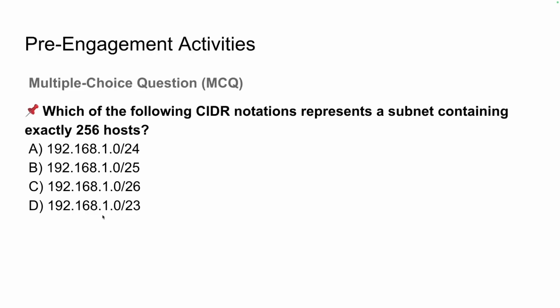If you have a /23, it would be 192.168, and then this would not be a 1. It would be a different number. I don't know the exact number. There's a free subnet calculator that you can use to verify this. And then 25 and 26 means that you're taking up more than these 24 bits, which means you have less than 256. So /24 would be my answer for this. And that is indeed the right answer.